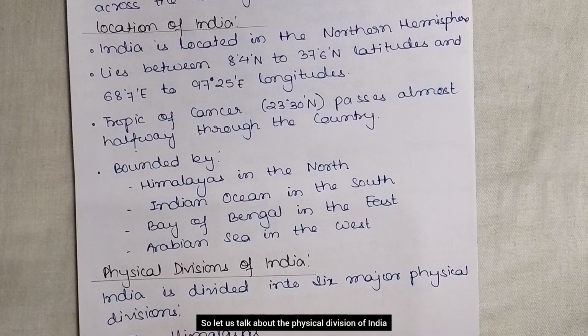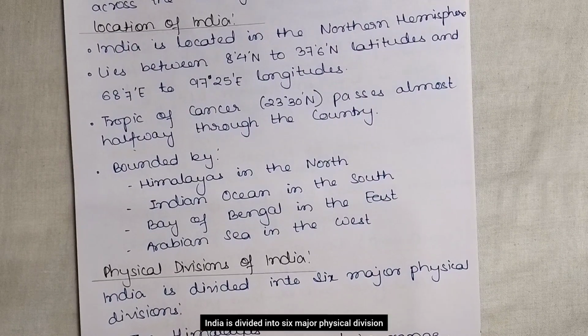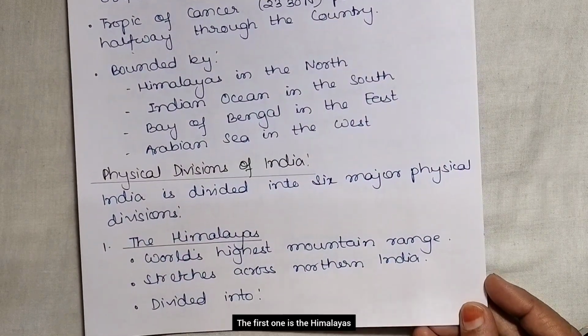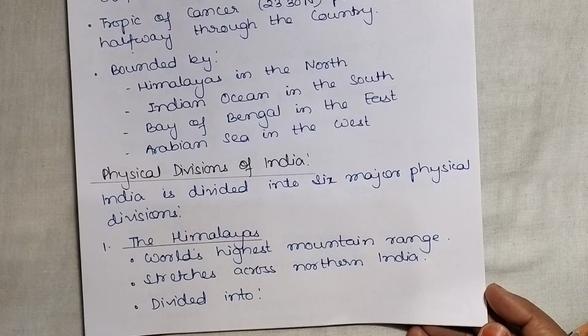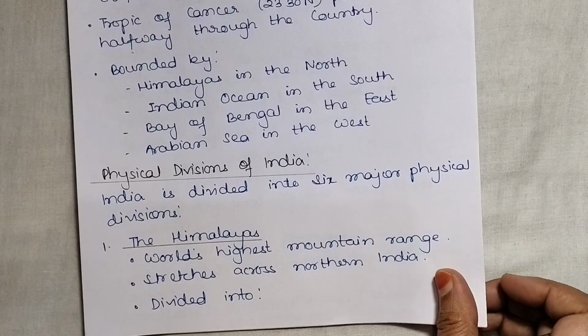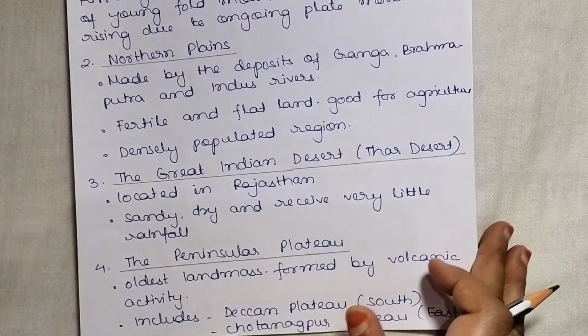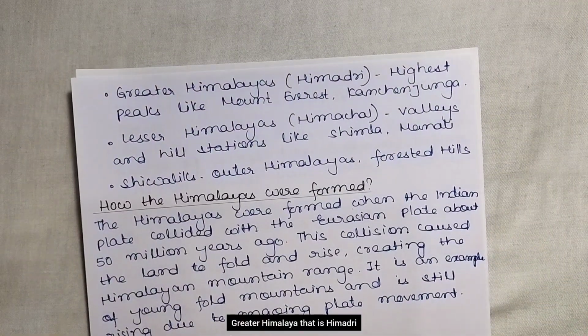So let us talk about the physical division of India. India is divided into 6 major physical divisions. The first one is the Himalayas, and it is the world's highest mountain range, stretches across northern India, and it is divided into Greater Himalaya, that is Himadri, highest peak like Mount Everest and Kanchenjunga is here. Lesser Himalaya, that is Himachal, valleys and hill station like Simla and Manali just falls here. And Shivalik, outer Himalayas, that is the forested hills. So these are the division of Himalayas.